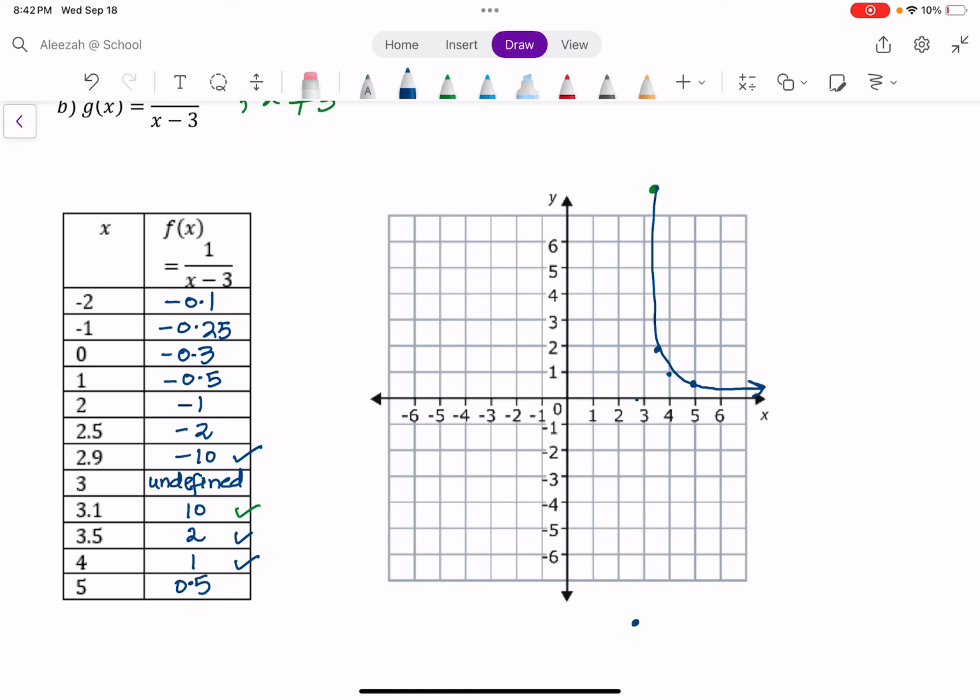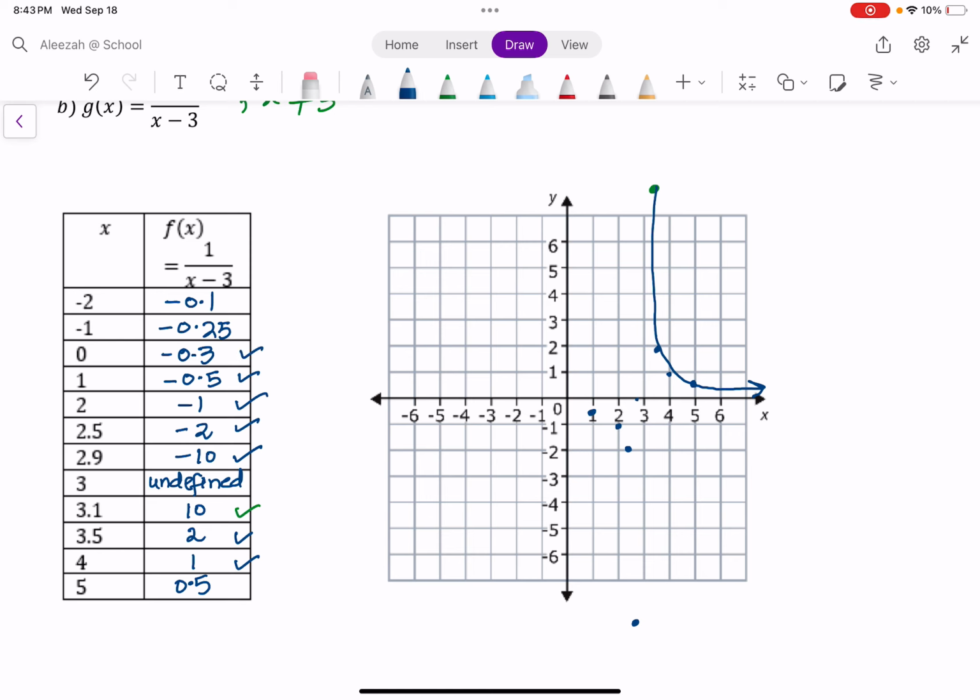And then I have 2.5. At 2.5, it is negative 2. So that's the point. At 2, it is negative 1. Then at 1, it is negative 0.5.